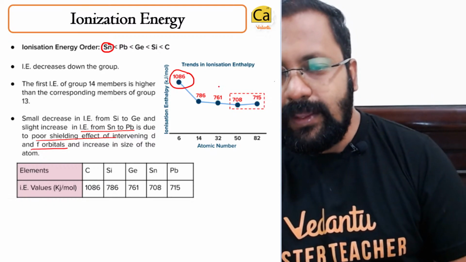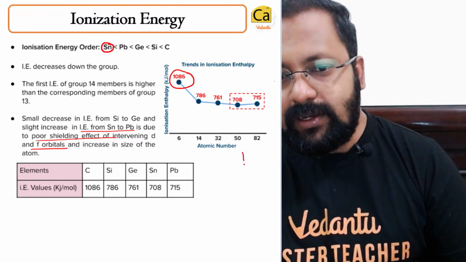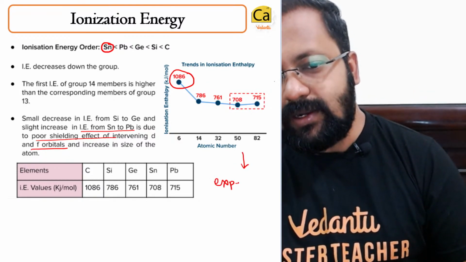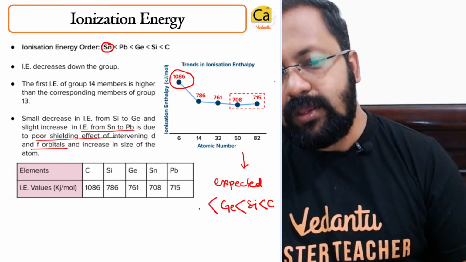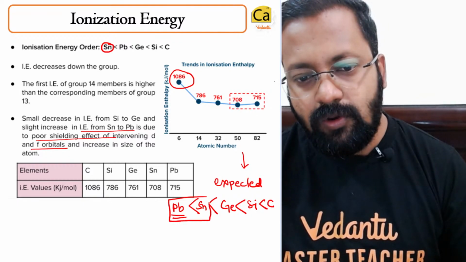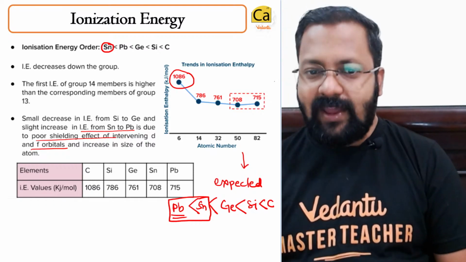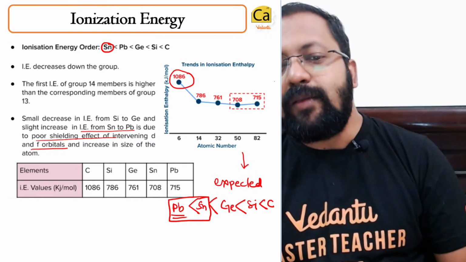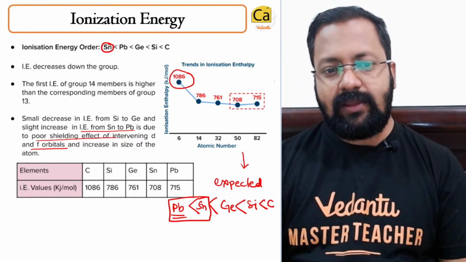So please do remember, as we go down, it should decrease. So the expected trend is carbon should be maximum, then silicon, germanium, tin and lead. Lead should be minimum. However, there is a small change over here. Tin has in fact lesser ionization energy than lead because of poor shielding of f orbital electrons.